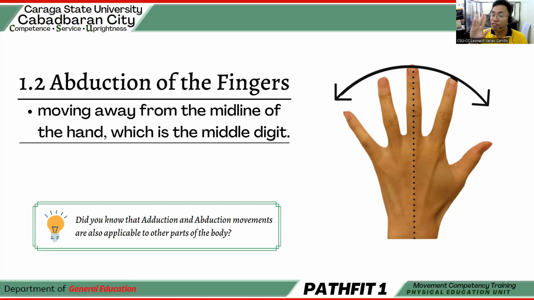So these movements, although very basic and very easy to do, will look very extravagant when applied to dancing. Especially when synchronized with your companions, I tell you, abduction of the fingers is very good, especially on stage. Again, abduction of the fingers is moving away from the midline of the hand, which is the middle digit. So this is the middle digit. This is not bad to do. In our NSTP, this is thought to be a sign of authority. And this is also known as the middle digit.